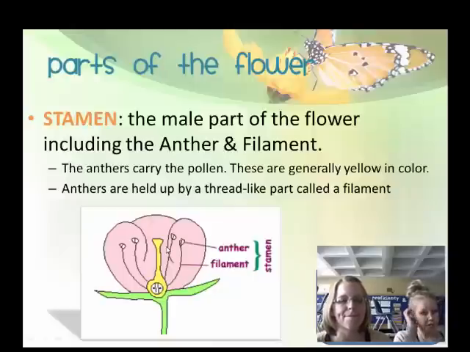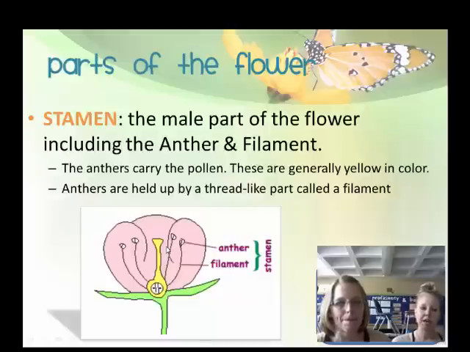Okay, so just like we said there's a female part, we know there has to be a male part. So the male part of the flower is what we call the stamen, okay? And the stamen has two parts. It has the anther, which is the very top of that long portion there. And then it has the filament, okay? So the anther is the part that you saw in that video that actually carries all the pollen. It's the holding cell for that pollen, okay?